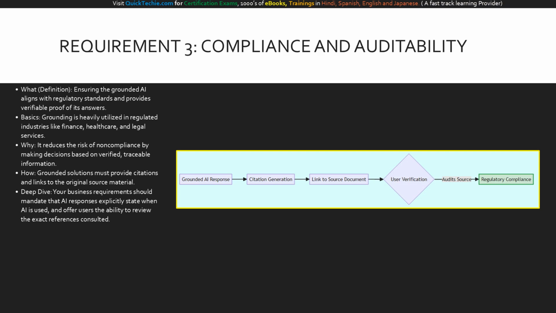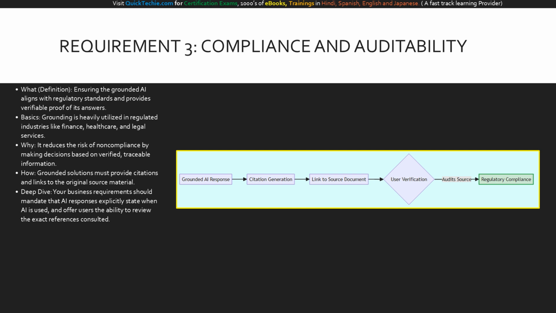Our third requirement is compliance and auditability. This is especially critical for regulated industries such as finance, healthcare, and legal services. The business requirement here is simple but rigorous. The AI must provide verifiable proof of its answers. Why? Because grounding reduces the risk of non-compliance by ensuring decisions are based on verified information.